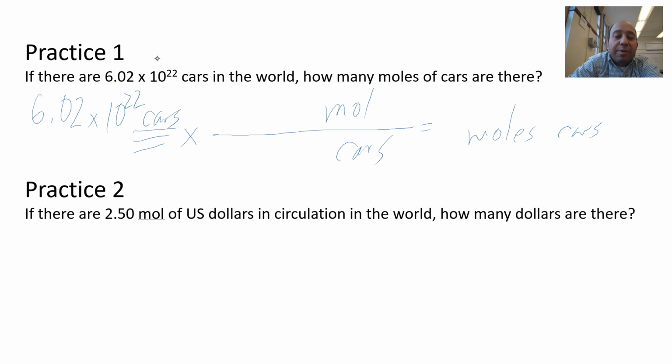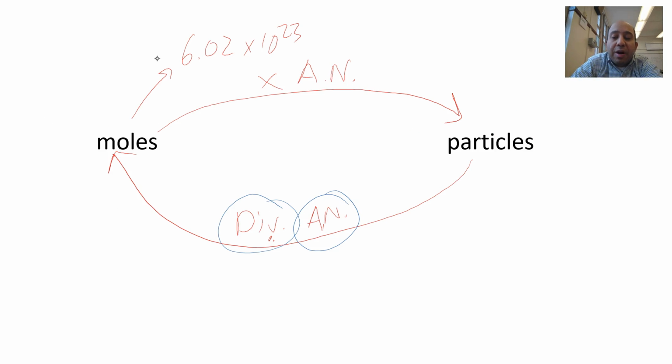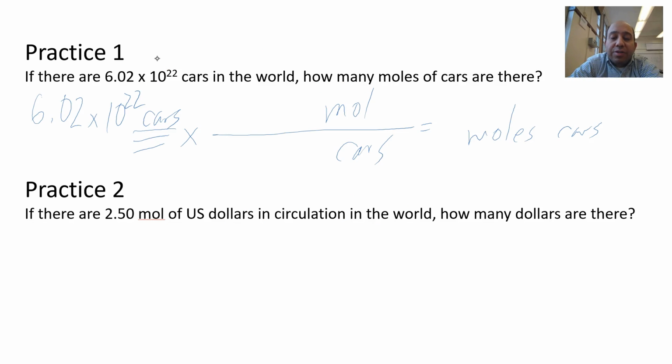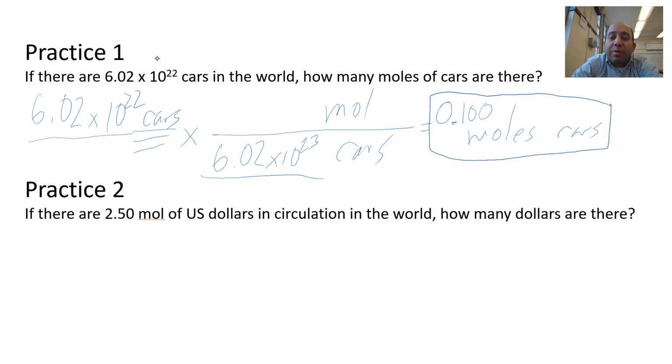But again, if you want to memorize this, you know that if you're going from particles to moles, you have to divide by Avogadro's number. So you put Avogadro's number at the bottom so we can divide by it. Okay? So when you do 6.02 times 10 to the 22 divided by 6.02 times 10 to the 23rd, if you do that in your calculator, you'll get the answer 0.100. So you have 1/10 of a mole or 0.1 moles of cars.